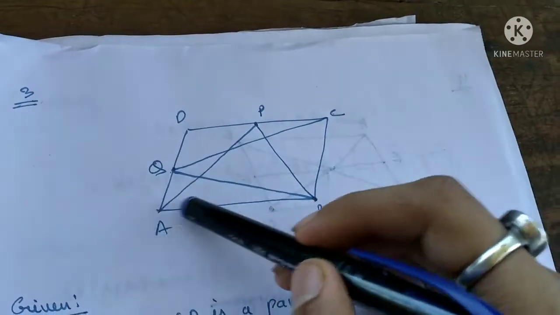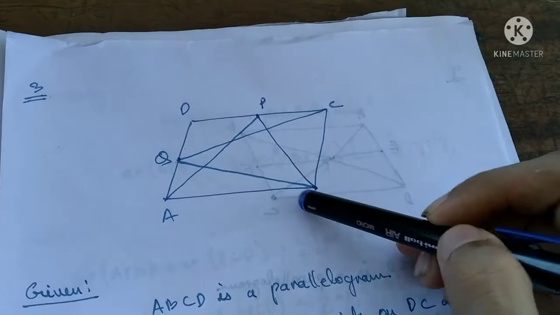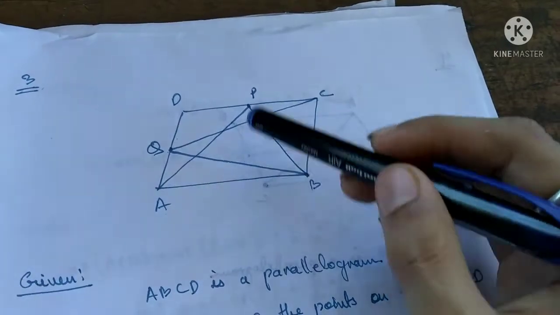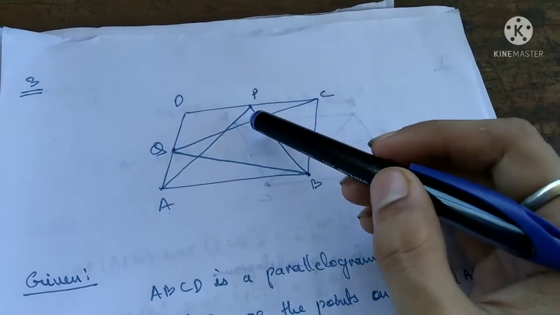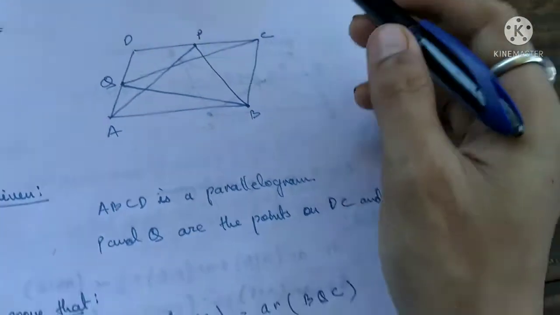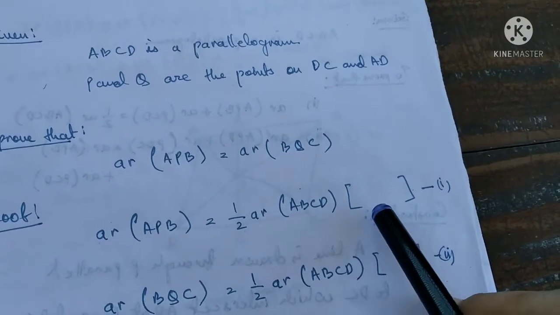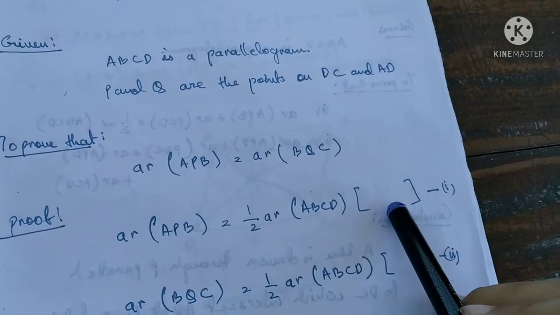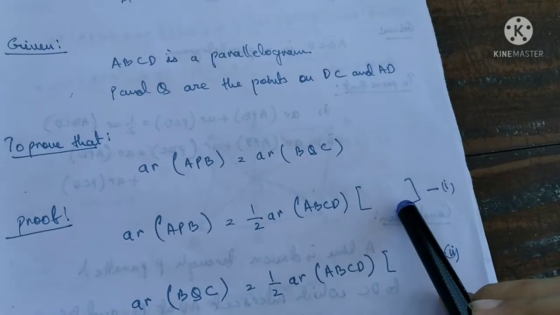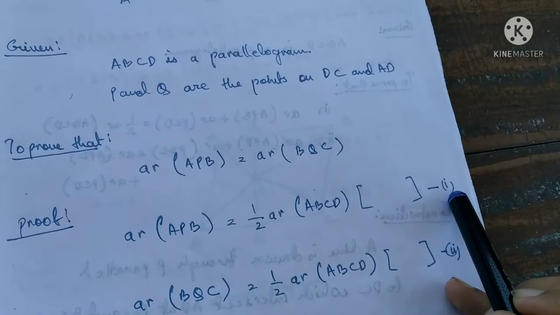So in here you see this triangle PAB, and this whole parallelogram you take. This triangle PAB and this whole parallelogram, they are on the same base and they lie between the same parallels. So therefore I can say that area of this triangle is equal to half the area of this whole parallelogram. That only I have done here. Area of APB is equal to half area ABCD. In the bracket you will write that if a triangle and a parallelogram are on the same base and between the same parallels, then the area of the triangle is equal to half the area of the parallelogram. That one you will have to write in here. And this is equation 1.